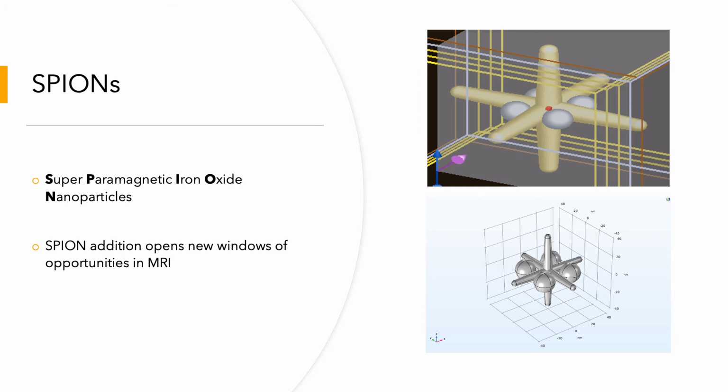Another nanoparticle that we are concerned with are SPIONs. SPIONs are superparamagnetic iron oxide nanoparticles. The addition of SPIONs onto our nanostar particles means that we can use our nanostar particles not only for photoacoustic imaging, but hopefully also for MRI imaging, as MRI imaging needs a magnetic particle to be detected.